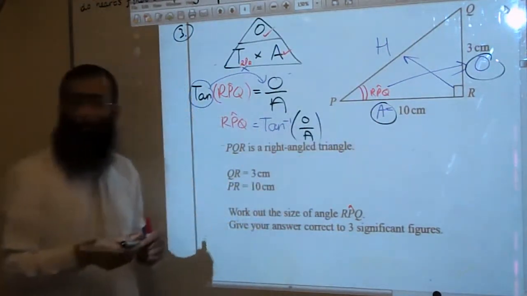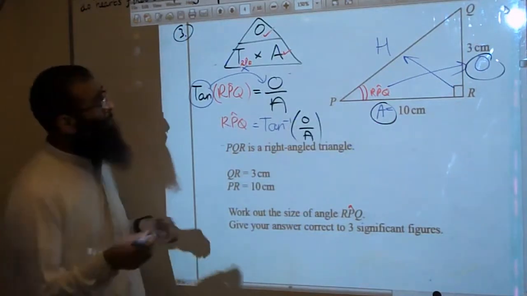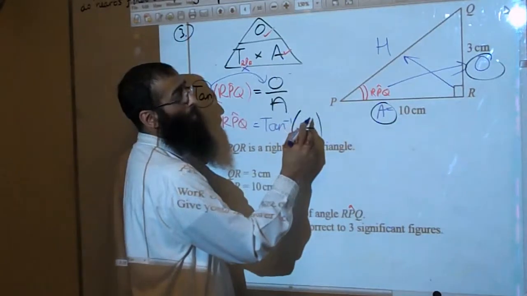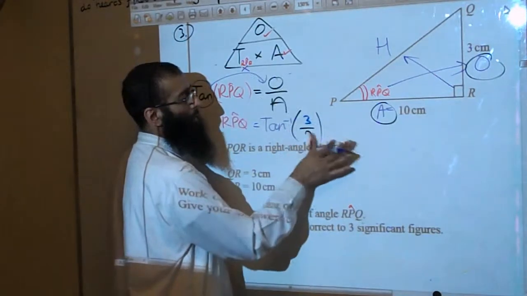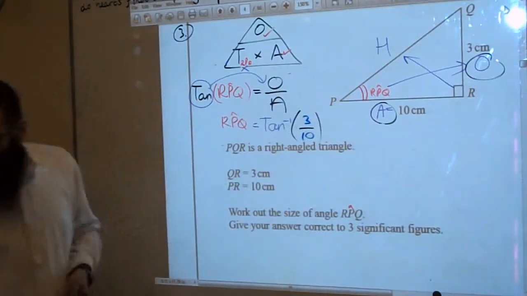Now what I'm going to do now, I'm going to rub off the letters and put the numbers in there. Okay, now, Mr. Umar, what is the value of O? 3. Okay, Ramiz, what's the value of A? 10. Right, now let's put that into our calculators.